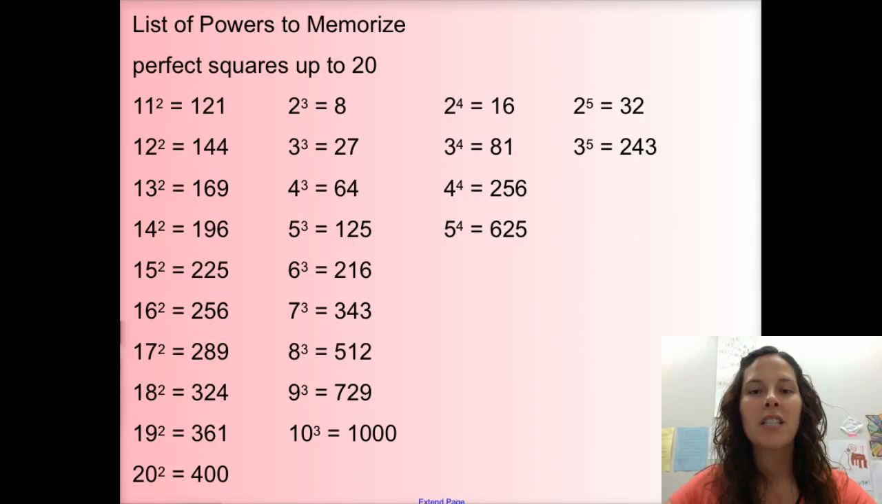That you have the perfect cubes memorized up through 10, and then the fourths 2 through 5. And for the perfect fifths, just 2 and 3. The numbers get really big after that. There will be some exams where it will be no calculator, and so it is important that you get these memorized.